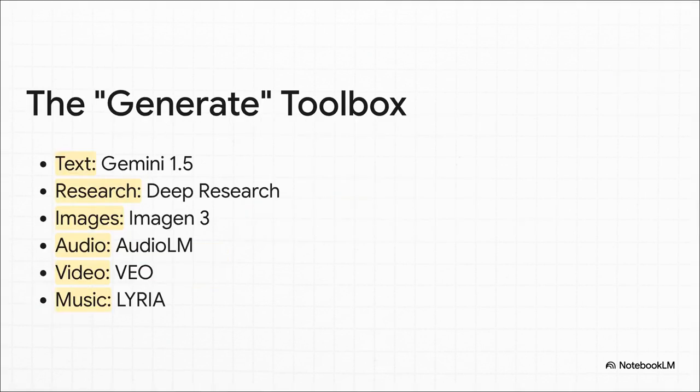And this is where it gets really fun. That generate block is basically your AI toy box. I mean, look at this. You can pull in Google's best models. You need text? Grab Gemini. Need some serious research? There's a block for that. You want images, audio, video, even music? You just drag and drop the blocks you need and connect the dots.